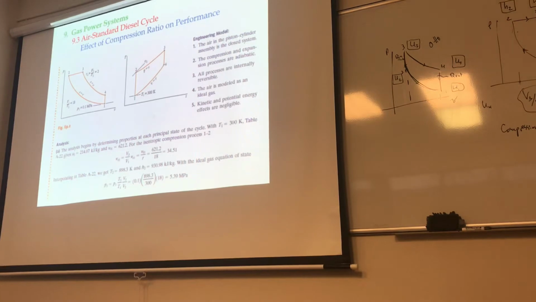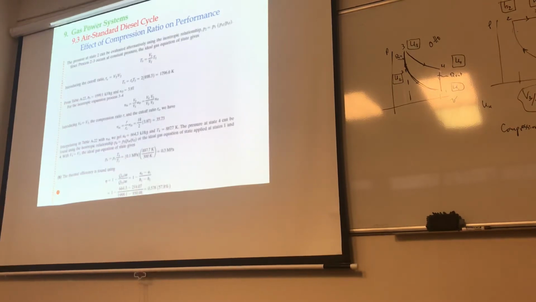Then you want to move up to state number 3, which is right there. Since process 2-3 occurs at constant pressure, you don't have to do much for the pressure at 3. It's just equal to the pressure at 2. Now we've got two more things, the temperature and H, at this station.